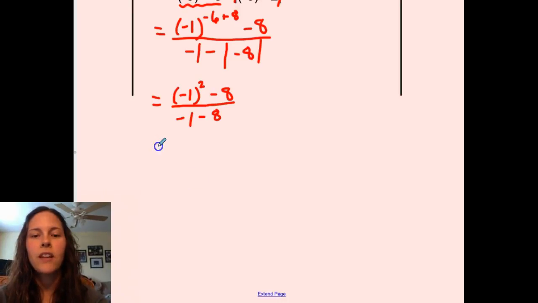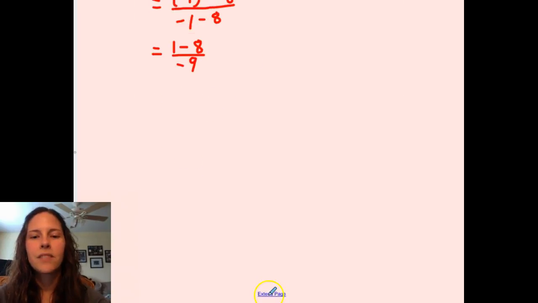In the numerator, I have an exponent. Negative 1 squared means negative 1 times negative 1, which becomes a positive 1 minus 8. In the denominator, negative 1 minus 8 is negative 9. Subtracting in my numerator, I get negative 7 over negative 9. 7/9 can't be simplified, but a negative divided by a negative would become positive. So my final answer is 7/9.